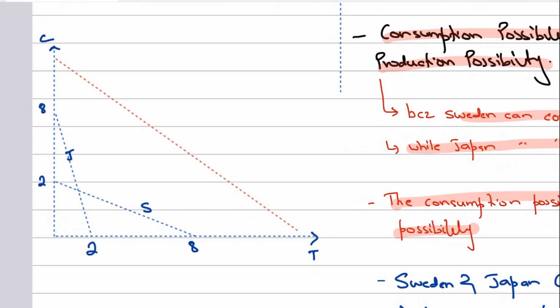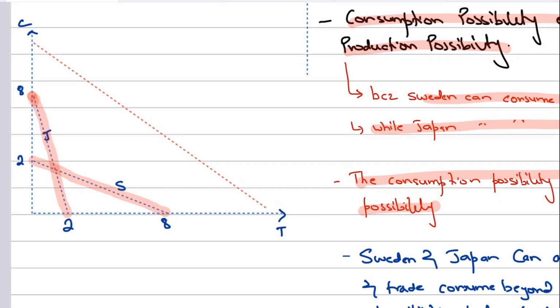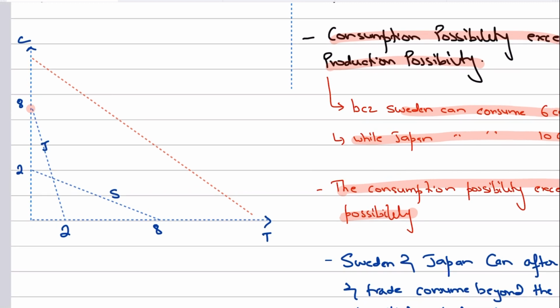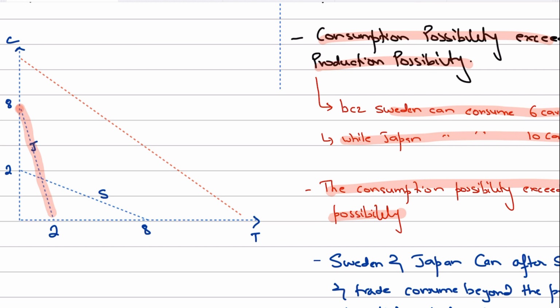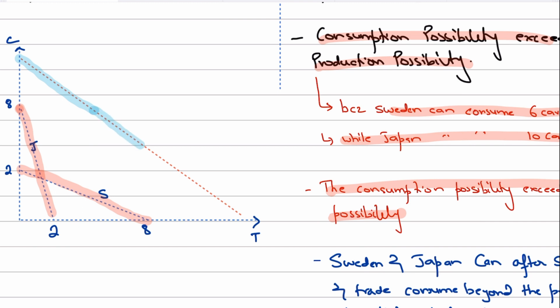If you look at these diagrams, basically, this is showing the PPF, where Japan could make a maximum of 8 cars with 0 toys and 2 toys with 0 cars, and Sweden's PPF, which was a maximum of 2 cars with 0 toys and a maximum of 8 toys with 0 cars. These were the production possibility curves, the PPCs. But guys, this red dotted line is representing the consumption possibility curve. We can clearly see that the consumption possibility curve has exceeded the production possibility curve.